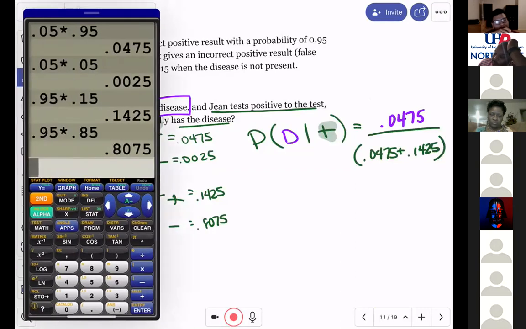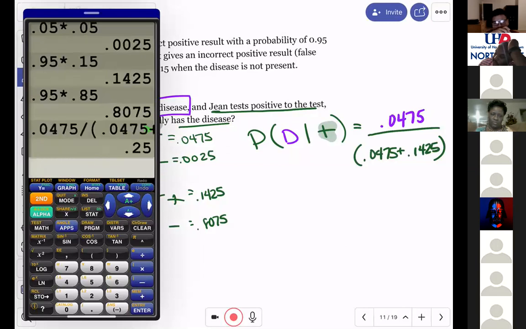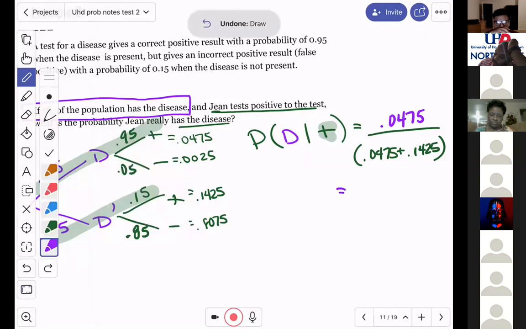Calculating that, I get a 25% chance that you actually have the disease. So this is an application of the conditional probability that extends into what we call Bayesian analysis. This is what we call Bayes' theorem.